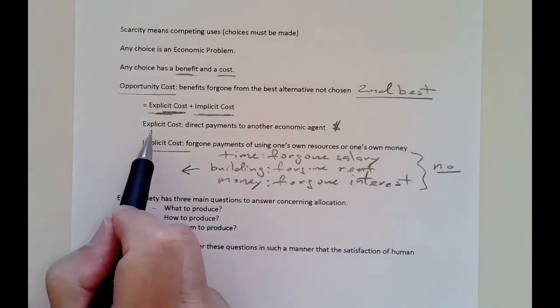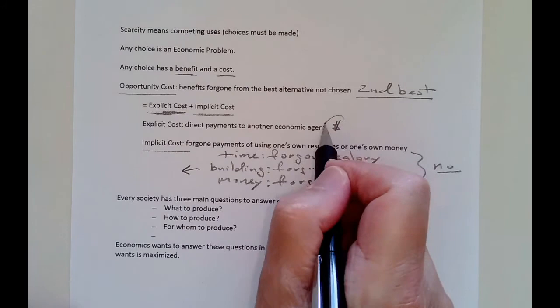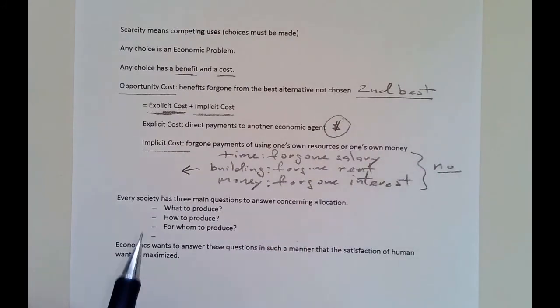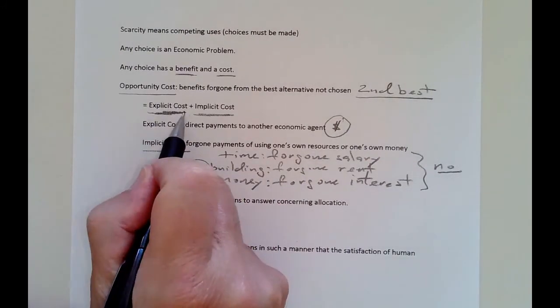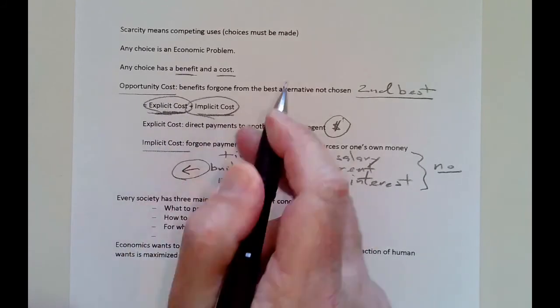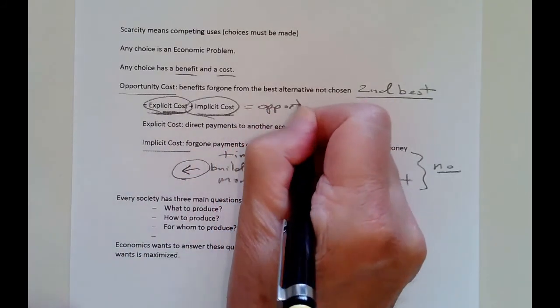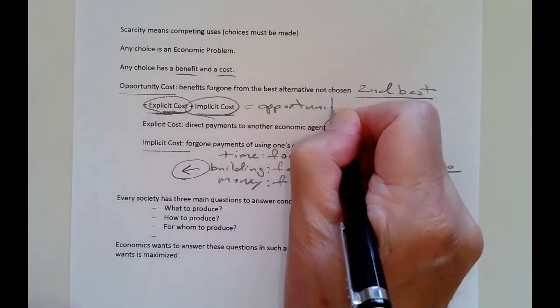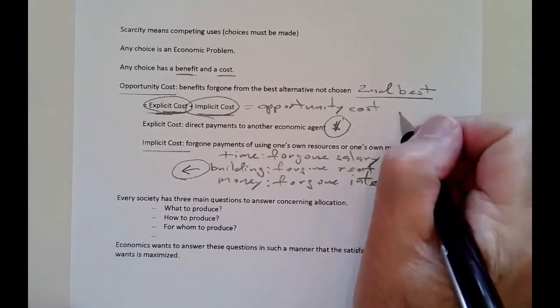So in other words, if you would not run the restaurant, you would not have to pay out all the money here, plus you would be able to earn all this money here. So to combine together, your explicit cost and your implicit cost represent your opportunity cost. And so whenever we say cost in economics, we mean opportunity cost.